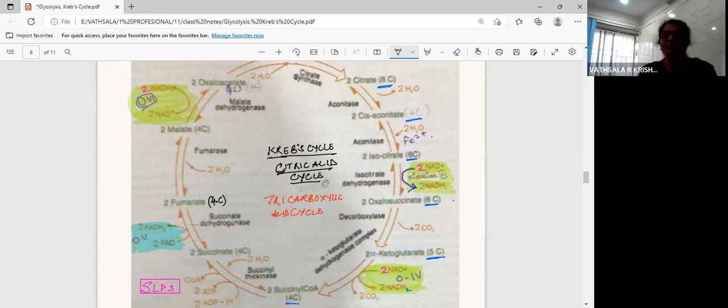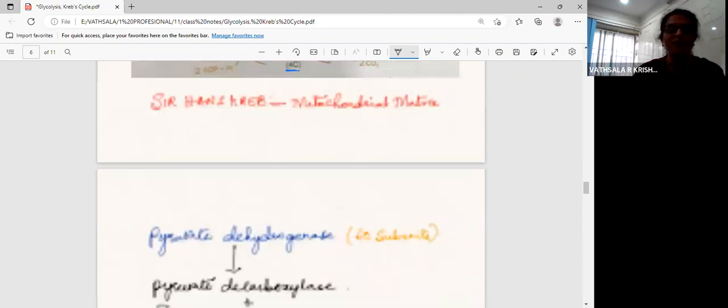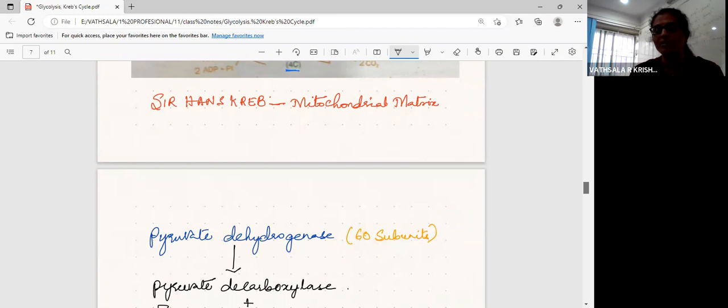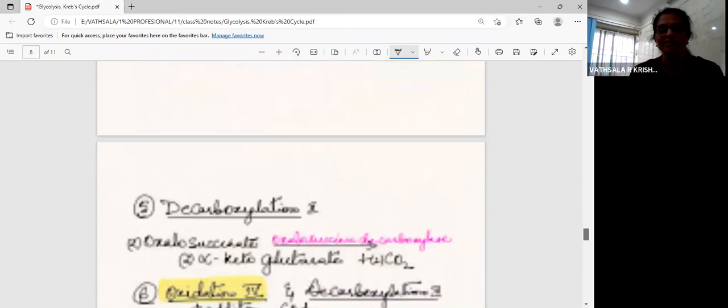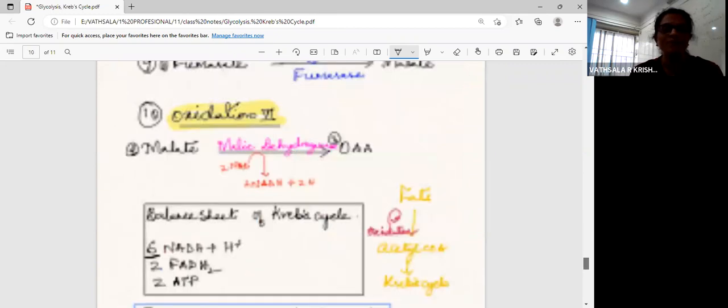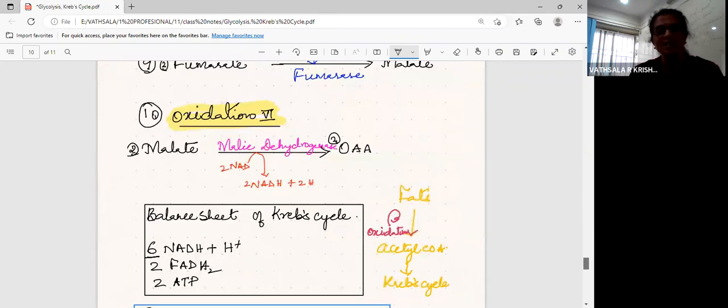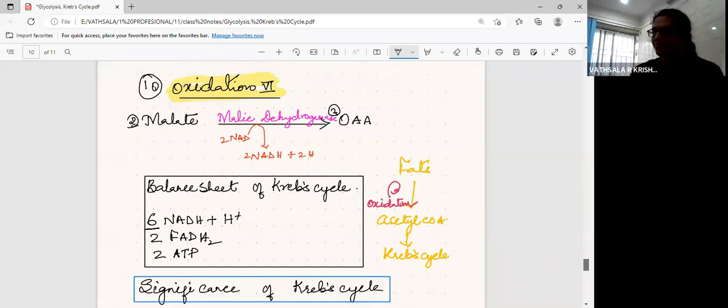If you do not know anything, do not get confused. If you write kinase, 100% marks has to be given. So remember that point, kinase. Thiokinase is the enzyme. So what is the balance sheet with respect to Krebs cycle? So 2 ATP, 6 NADH and 2 FADH2. Got it? So this is the balance sheet.